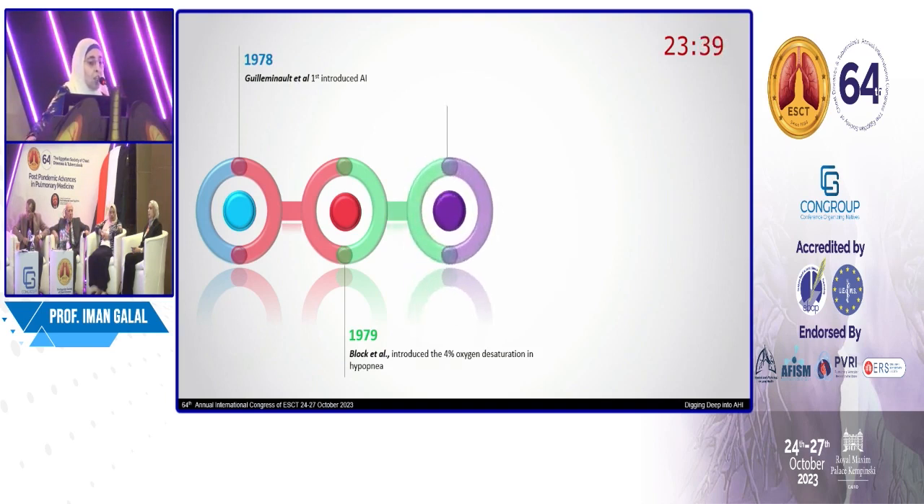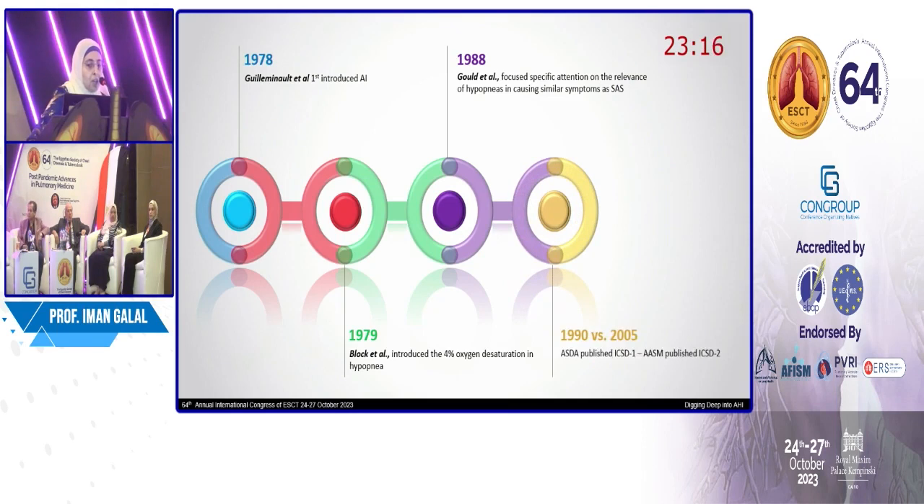And in 1988, an experienced dentist, Joe Gould, was interested in the hypopnea. He paid much attention to the hypopnea in identifying the sleep apnea syndrome, and he considered that apnea and hypopnea are equivalent in their symptomatology representing this syndrome. Years passed, and in 1990, the first version of the International Classification of Sleep Disorders was introduced. In this, the criteria for diagnosis or scoring of obstructive sleep apnea were only based on the symptomatology. It lacked the apnea-hypopnea index.